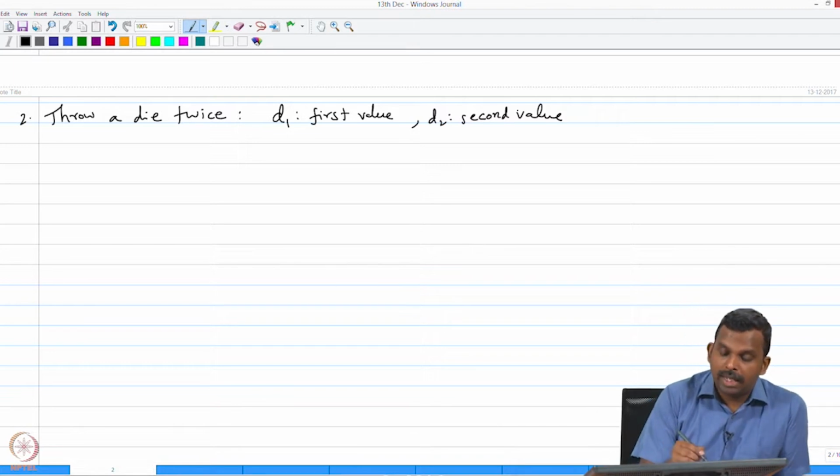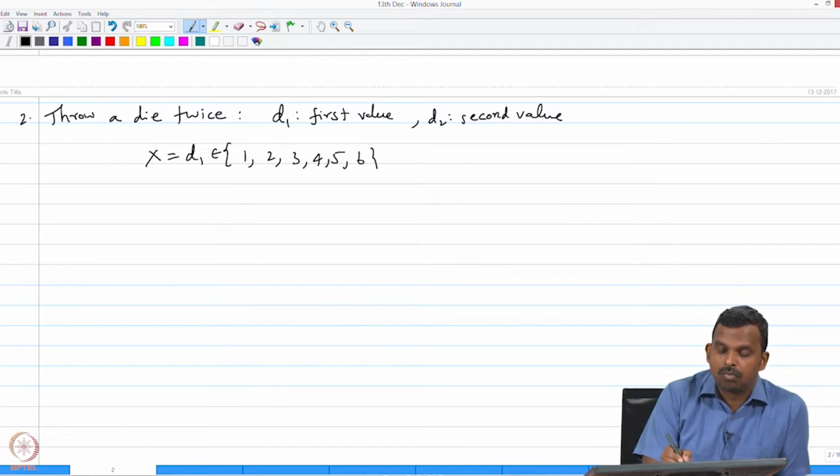Okay. So, I can define a random variable, let us say x equals d1. Okay. So, it is a very simple random variable, it would take 6 values, and what will be the probability, which I can write on top: 1 by 6, 1 by 6, 1 by 6, 1 by 6, 1 by 6, 1 by 6.